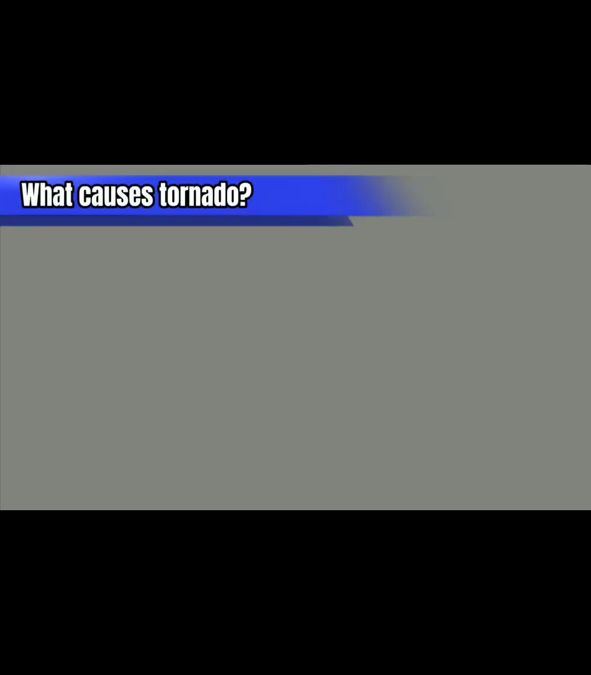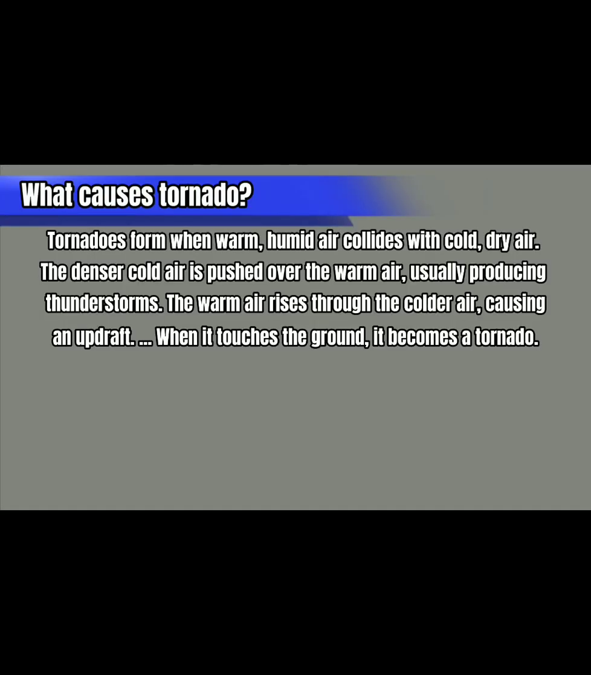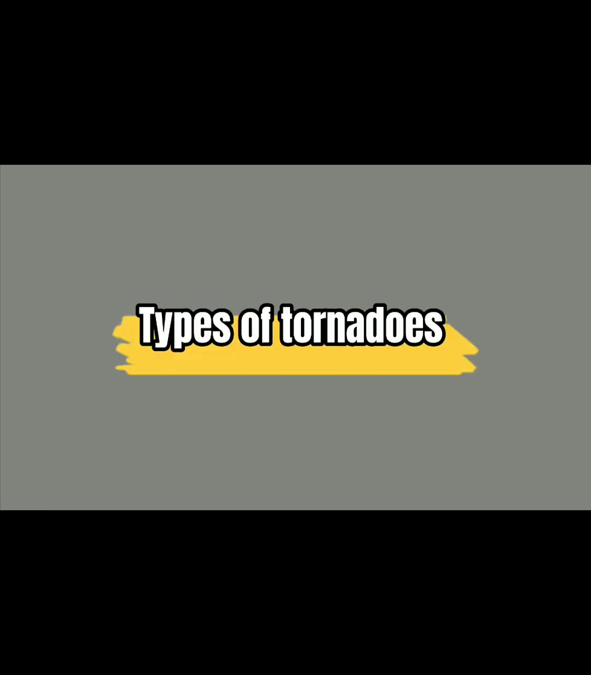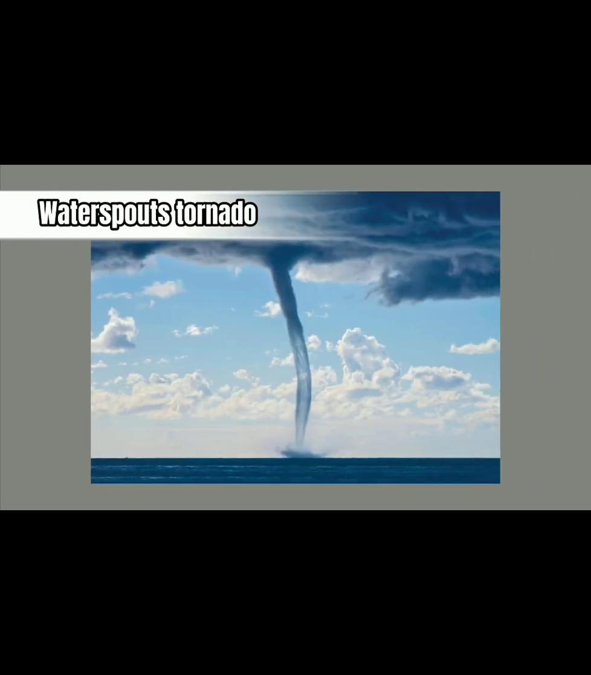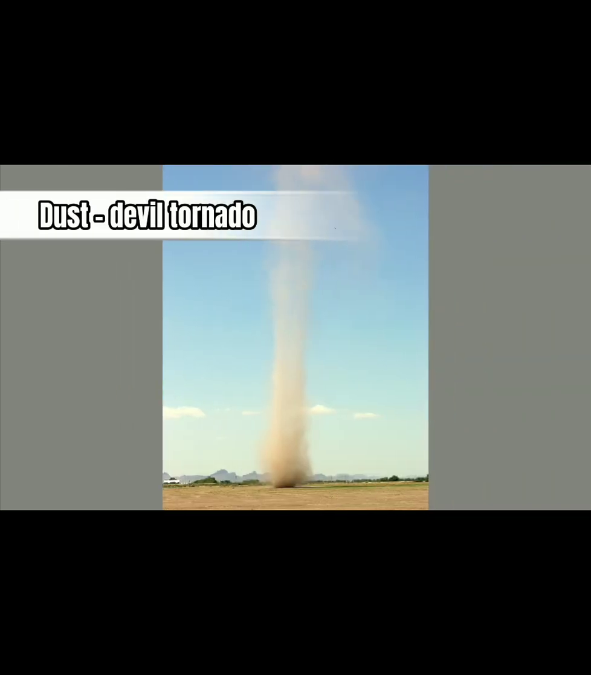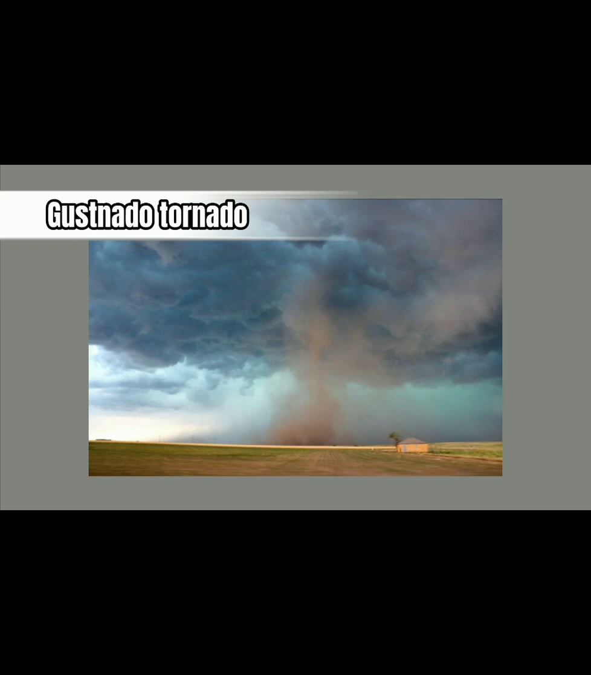What causes a tornado? Tornadoes form when warm, humid air collides with cold, dry air. The denser cold air is pushed over the warm air, usually producing a thunderstorm. The warm air rises through the colder air, causing an updraft. When it touches the ground, it becomes a tornado. Types of tornadoes: multiple vortex tornado, waterspout tornado, landspout tornado, dust devil tornado, and gustnado tornado.